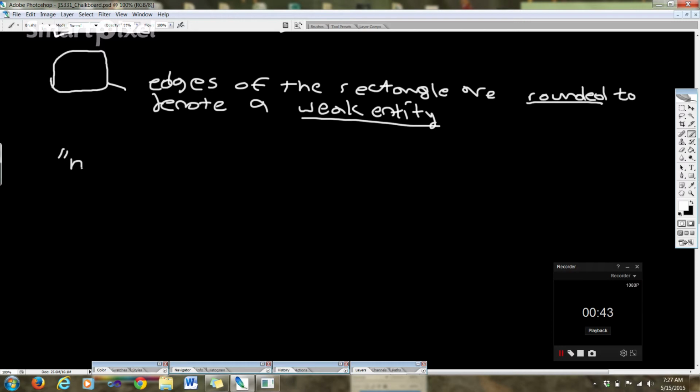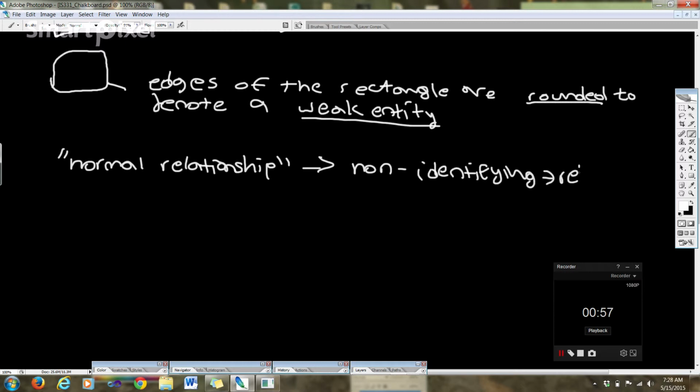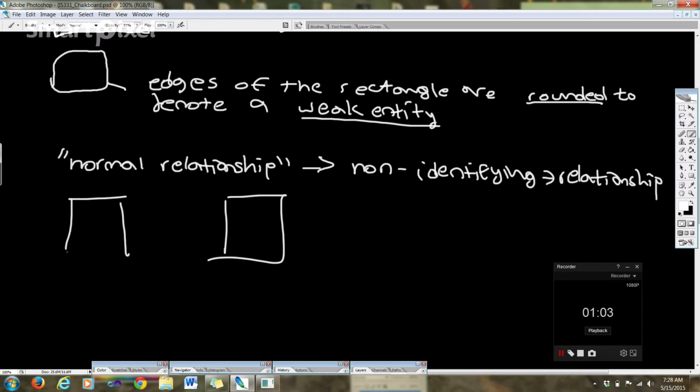Now, a normal relationship is non-identifying, and we just call that a relationship. In other words, a normal relationship is when you have two entities that have distinct identifiers, and we use a dashed line between them. That's called a normal relationship, and like I said, it's delineated with a dashed line. That's how you tell.